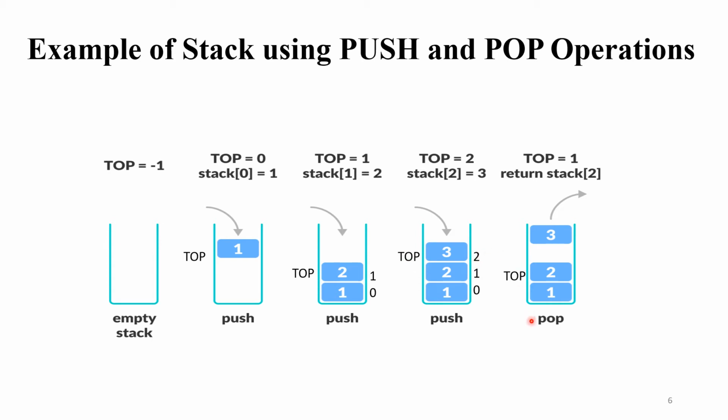Next, we pop one element. In that condition, top is decremented by 1, which means now top is equal to 1.